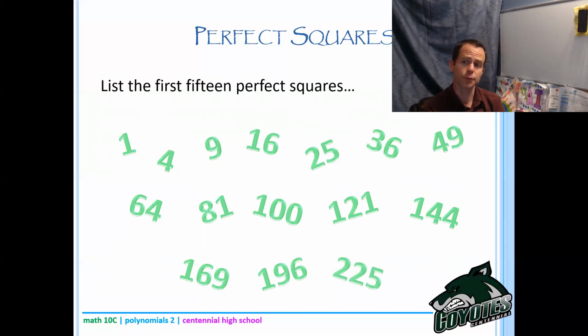Especially for some things we're going to do in a couple weeks' time, it would be very, very beneficial for you to commit these first 15 perfect squares to memory. Even when we talk about estimating square roots, which is the beginning of our radicals unit, you really want to have a good foundation on this. So you want to do that sooner than later. Get these first 15 memorized.